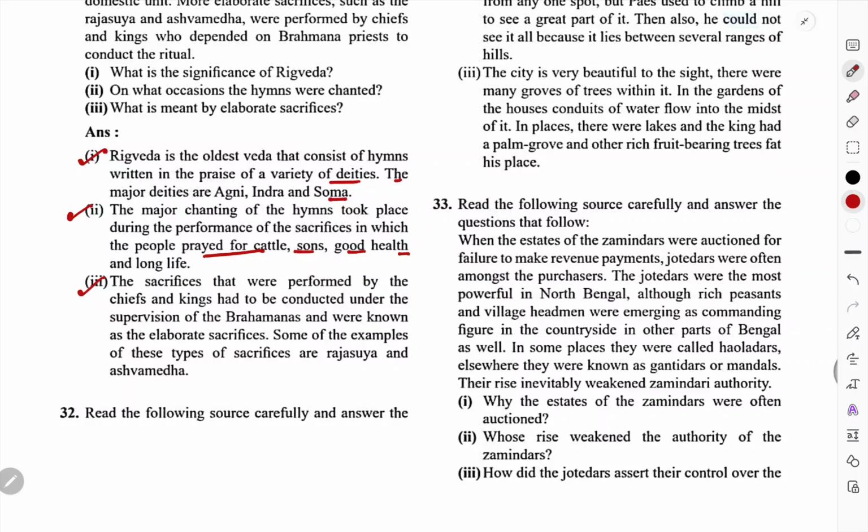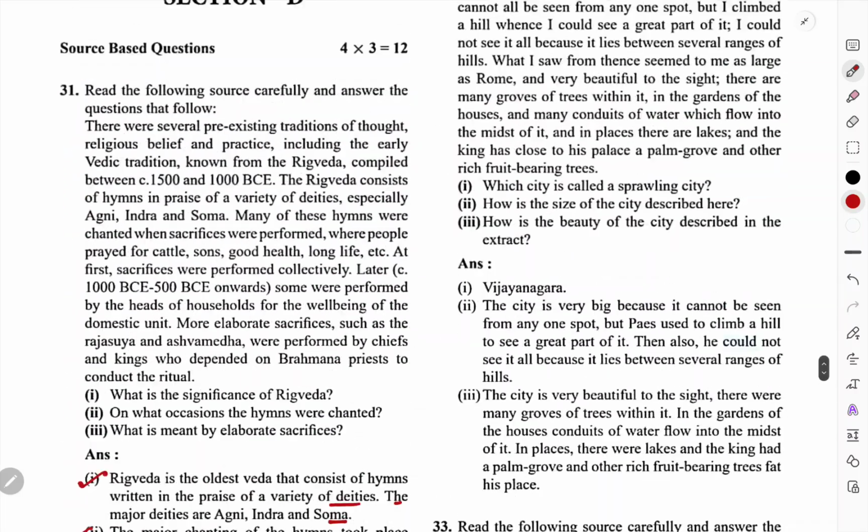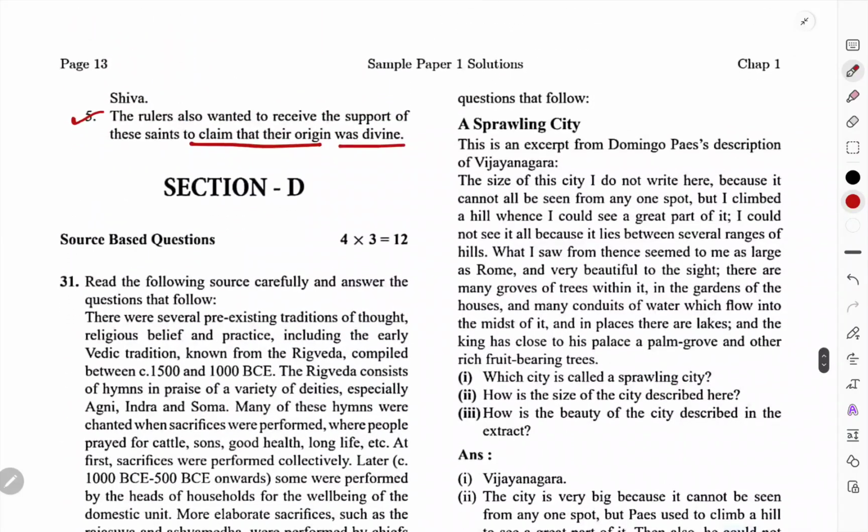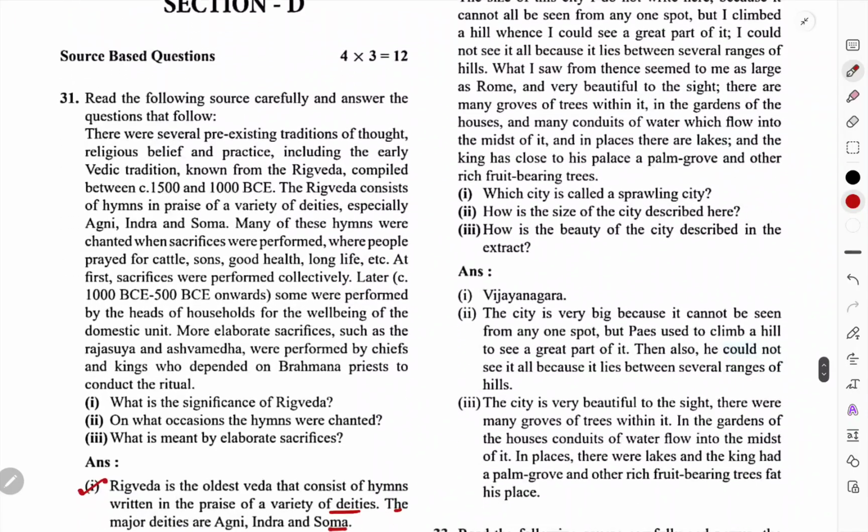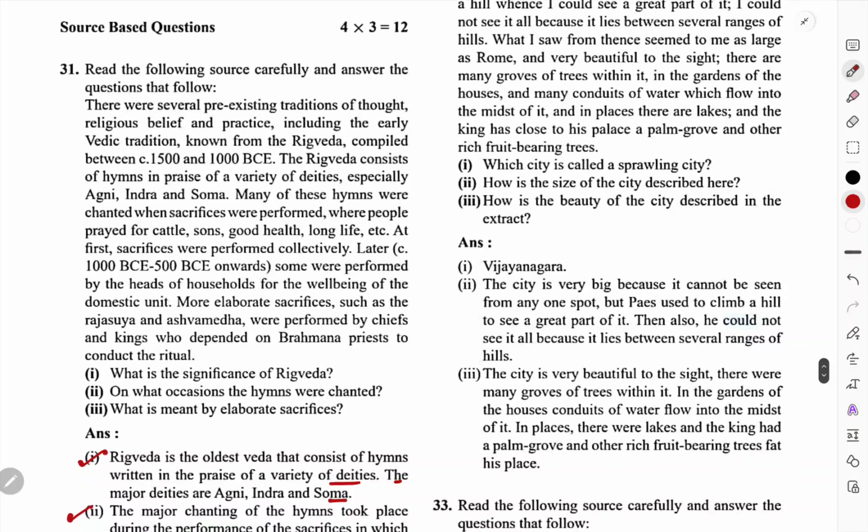Now question number 32. The sprawling city, you have to read this also. Which city is called the sprawling city? Vijayanagara. The answer is the first one.